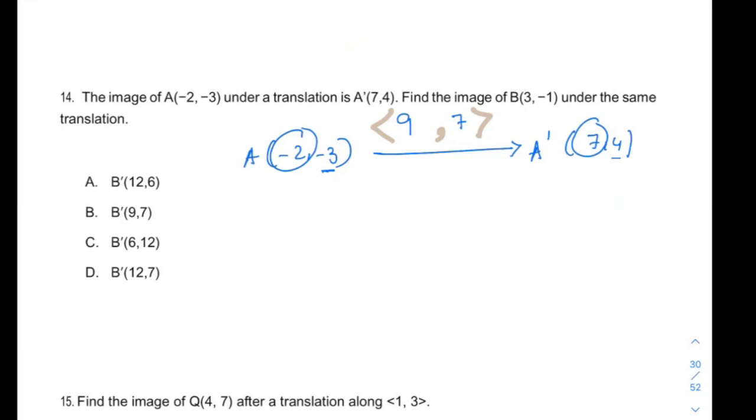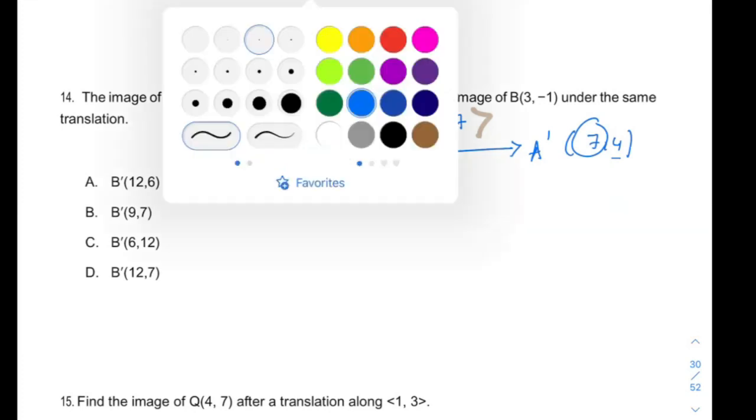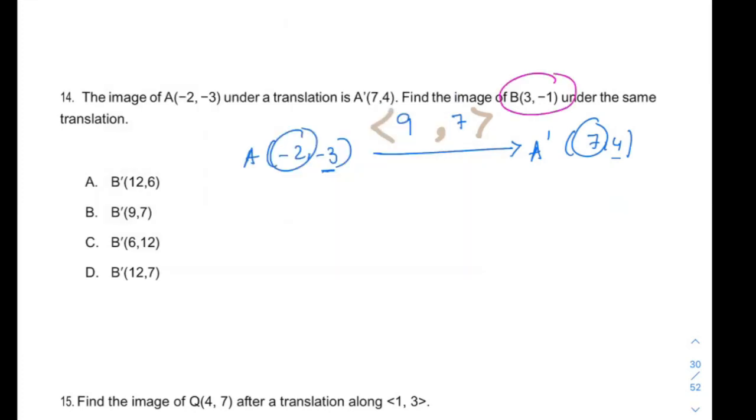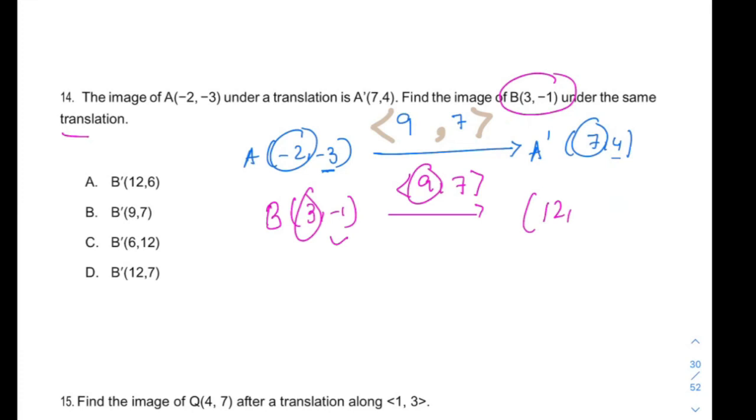Why should we do that? Because the same translation vector will be applied to B. Now B is (3, -1). So under the same translation, we apply the same vector. Now we are going to add 3 plus 9, which is 12, and -1 plus 7, which is 6. So the final result is this, B prime.